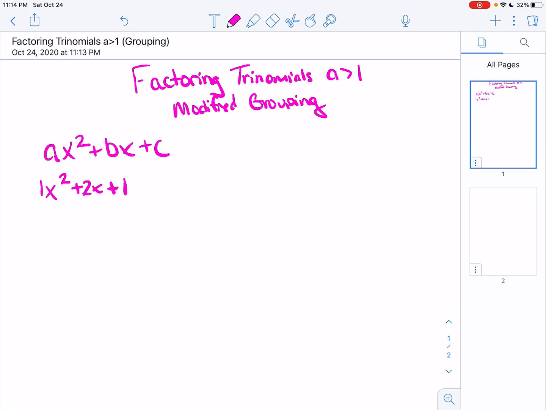So these types of questions that we're going to look at are going to be when a is not equal to 1, when a is greater than 1. So let's look at an example like this: 3x squared plus 8x plus 5. In this situation, we have a trinomial, we have a quadratic, we have 3 terms.